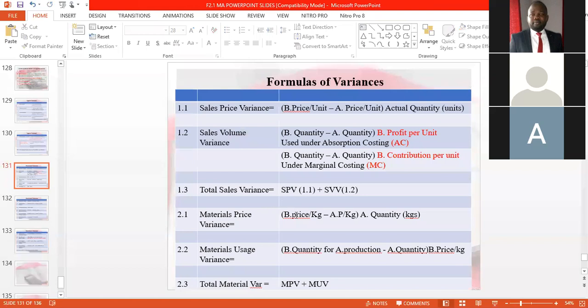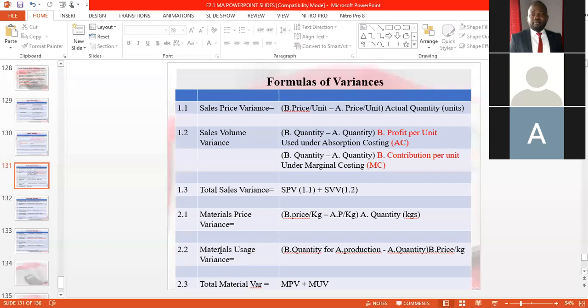How do we get material price variance? Material price variance is budgeted price per kg minus actual price per kg, times actual quantity in kgs. So material price variance is budgeted price per kg minus actual price per kg times actual quantity in kgs.